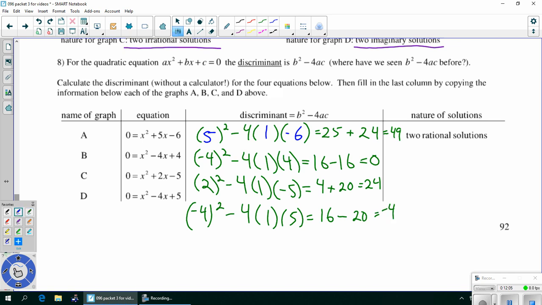Okay, and then we're just copying the graphs up above, the information written right below each graph. So the top left graph said 2 rational solutions. The top right graph, you can see it on your page, but not on my smartboard right now, said 1 rational solution. So I'm just copying the nature for each graph. The bottom left one said 2 irrational solutions. And then the bottom right graph said 2 imaginary solutions.